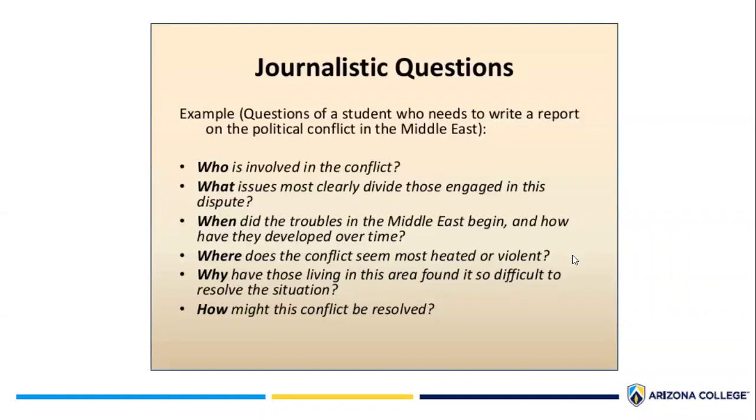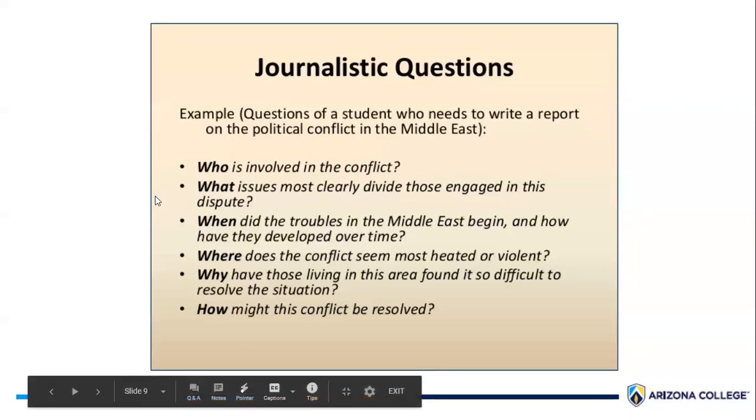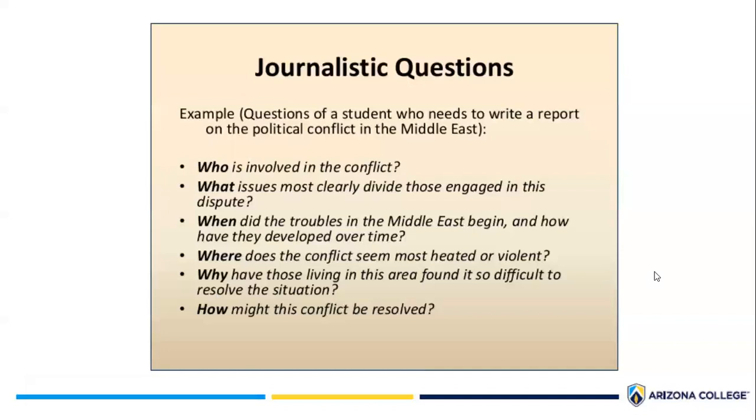You can also, if you're struggling for content ideas, ask yourself the journalistic questions. So that is the 5 W's and the H, right? The who, the what, the when, the where, the why, the how. So ask those questions about your topic and answer them. And you may have to do some research to answer them, but the idea is to get as much information down on paper as possible so you can generate content for your paper and weed out what you don't need.